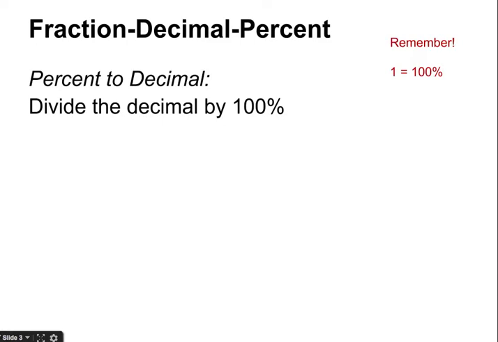Okay, next. The next thing we're going to do is show how to translate a percent to a decimal. What you do is you divide the percent by 100%. In other words, let's say I had 78.6%. I'm going to divide that by 100%. I can also write it this way: 78.6% all divided by 100%.